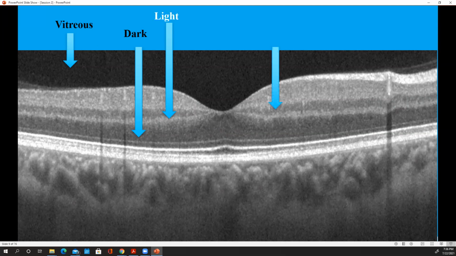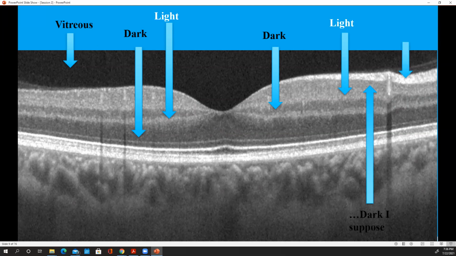Then how about the band next to that? Dark. And the band next to that? Light. Good. And this one right here, dark or light? Dark. I agree, it's kind of weird and heterogeneous. And this one? Light. Correct. Totally light.